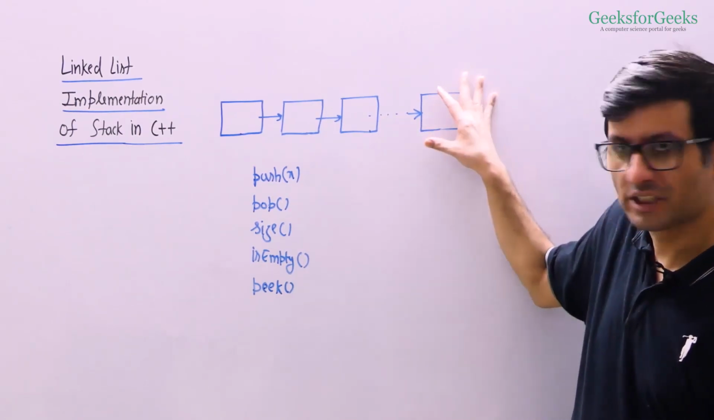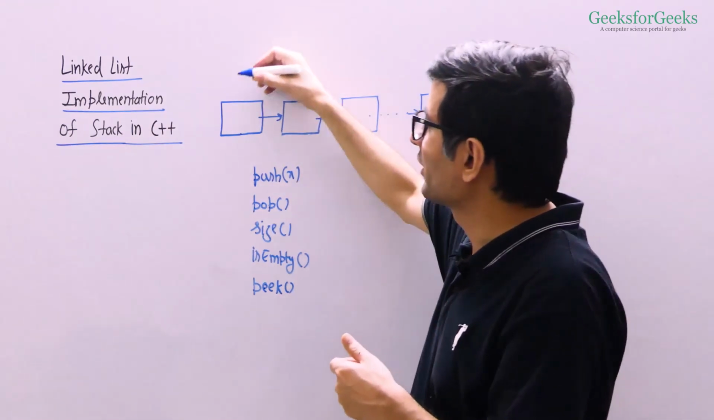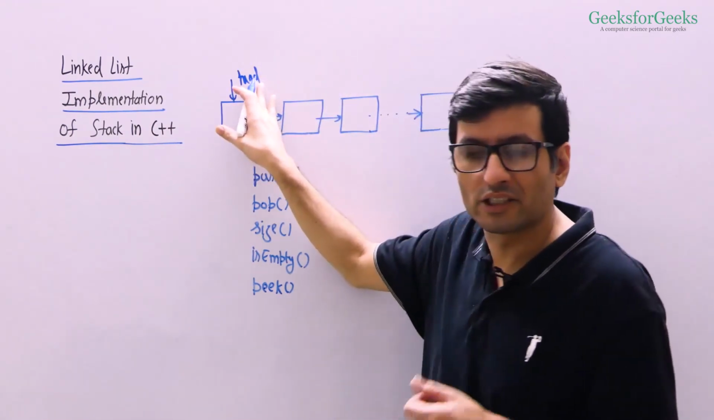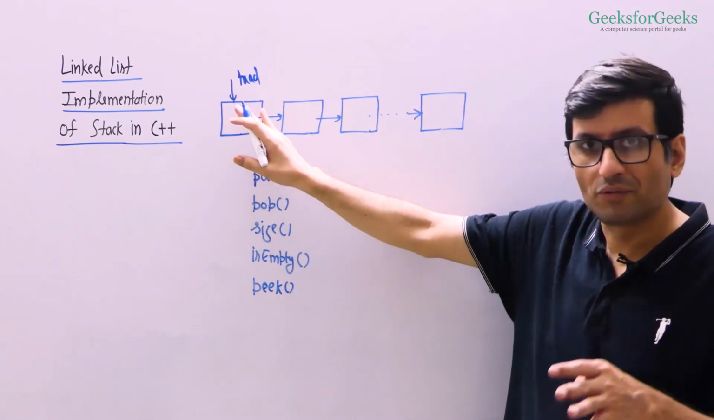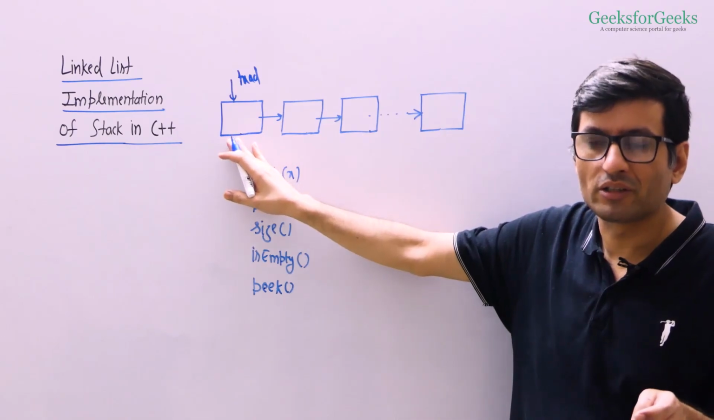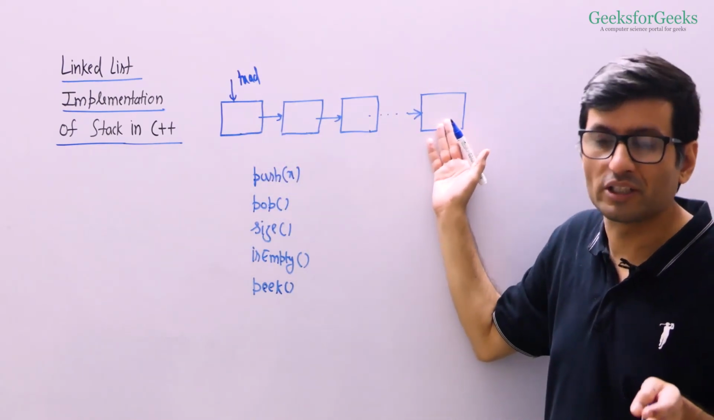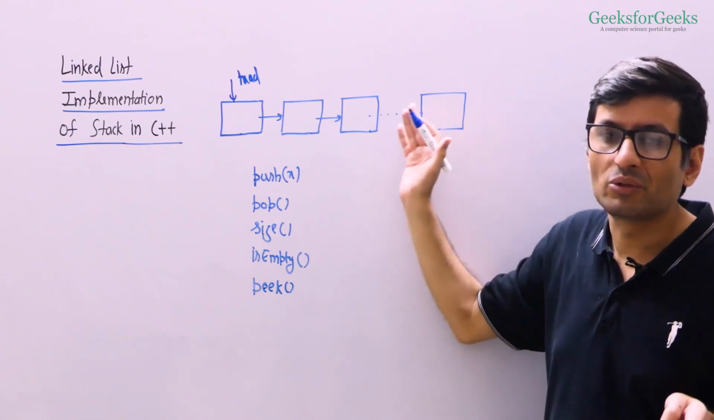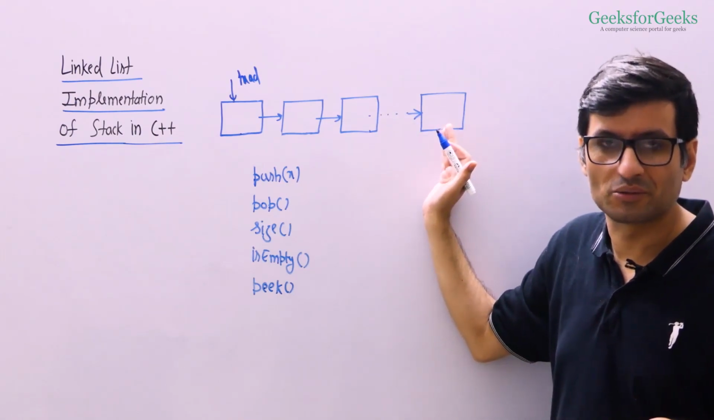See, if you use the last end, then you would have to do some extra work, because in case of a linked list, you are always given the head reference or head pointer, right? In C++, you are always given the head pointer. Now, if you are not maintaining the tail pointer, then to insert an item, you will have to find the last node, then insert the new node. And if you are deleting, then you will have to find the second last node, then you will have to delete the last node, right?